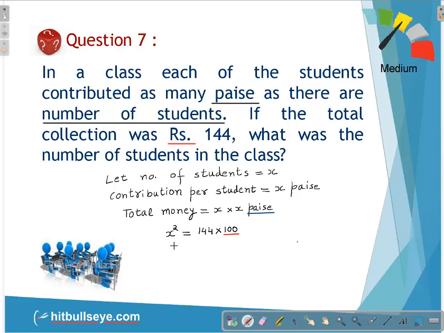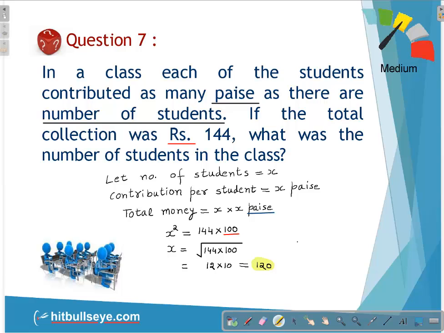So in the next step, we take the root of this number and the final answer comes out to be 120, which is my required answer.